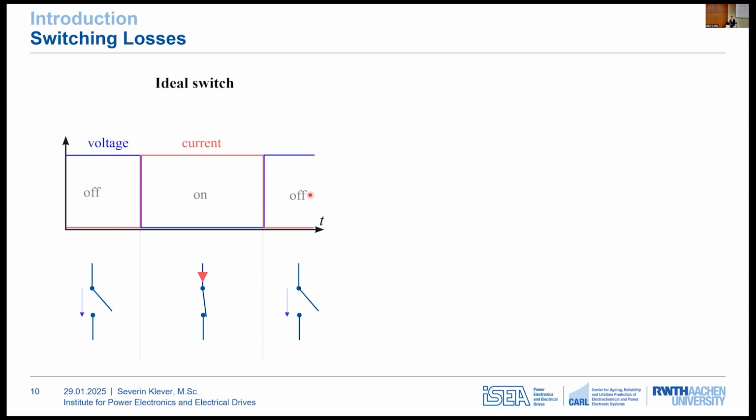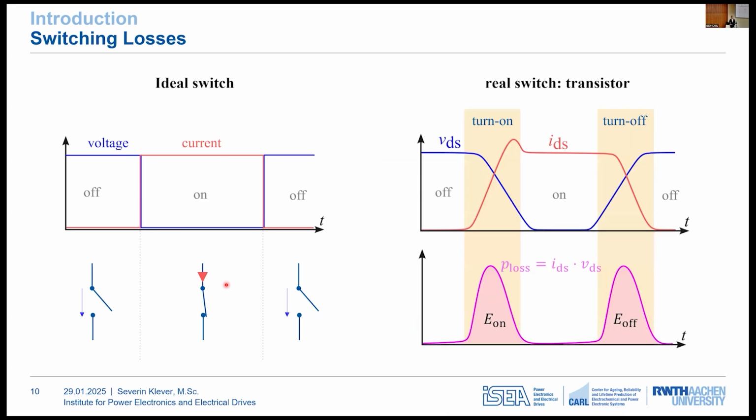An ideal switch is shown on the left side. There's the ideal off state, where no current flows and there's a defined voltage drop across the device, and the ideal on state, where the current flows freely and there's no voltage along the device. But unfortunately, such a perfect device doesn't exist in reality.